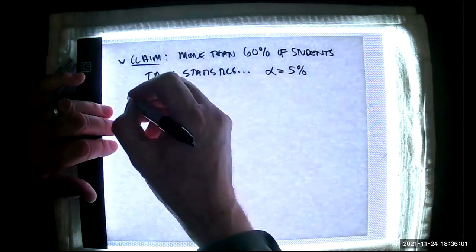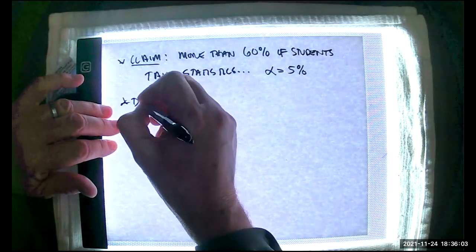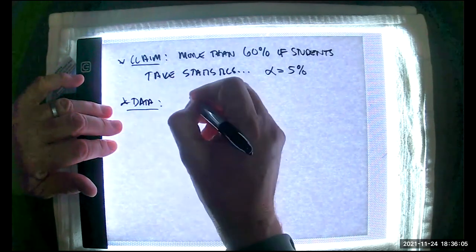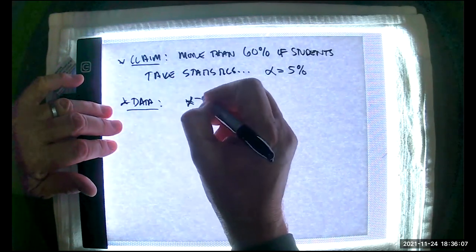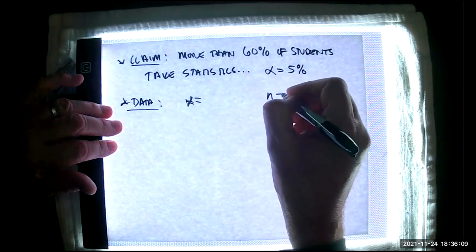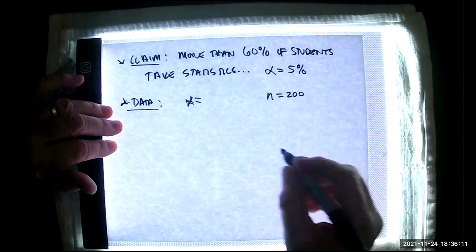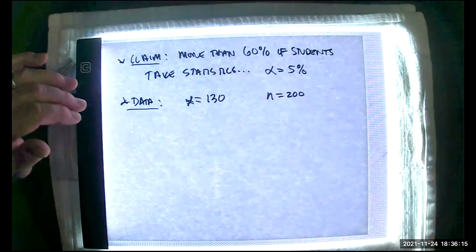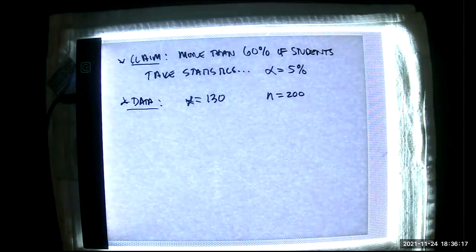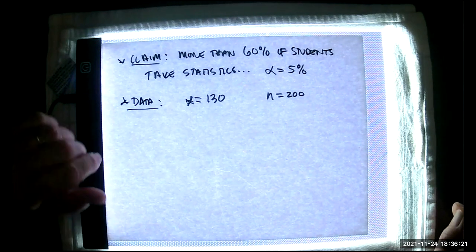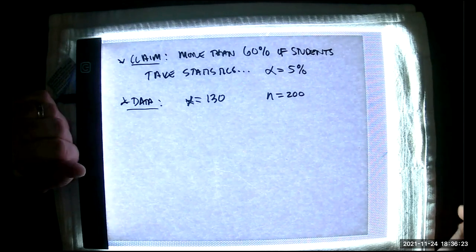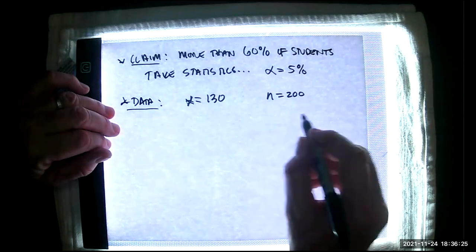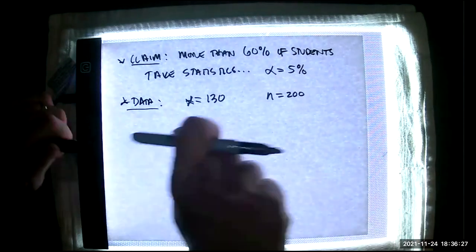And we have some data. x equals, and n is equal to 200. We're going to go with 130 out of 200 say yes, I will take statistics. In fact, I'll take it this semester. So there's the data.